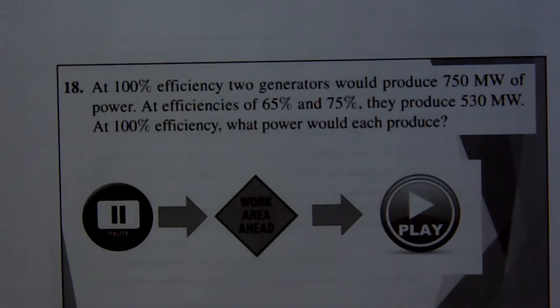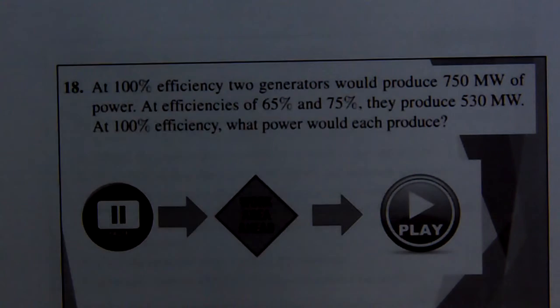At 100% efficiency, two generators would produce 750 megawatts of power. At efficiencies of 75% and 65%, as you can see here, they produce 530 megawatts. So at 100% efficiency, what power would each produce? Press the pause button, do some work, try to solve the problem before you hit the play button again.